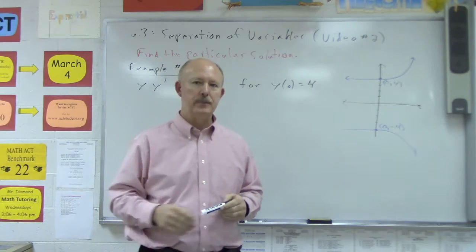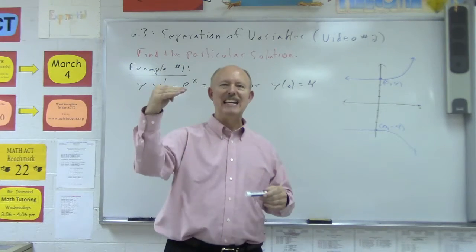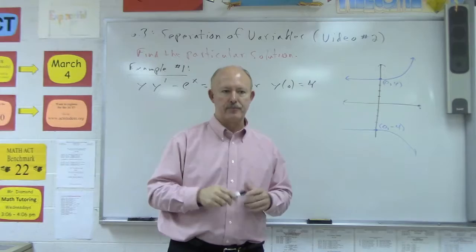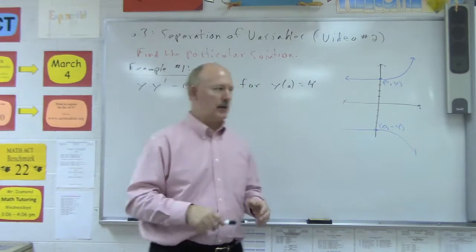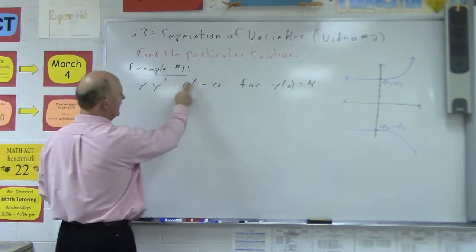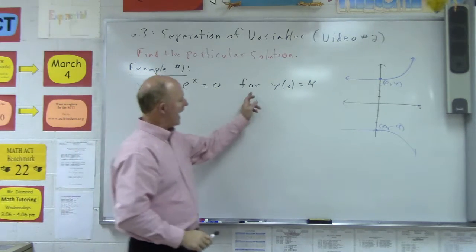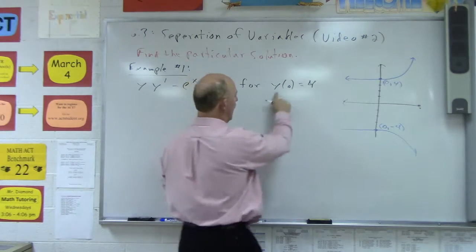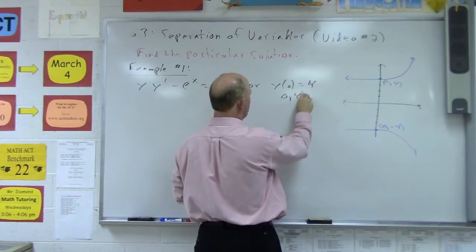This is kind of short, but we want to take a look at finding the particular solution of some differential equations. The first problem we're going to take a look at is y times y prime minus e to the x equals 0 at the point 0, 4. So y of 0 equals 4, this is the point 0, 4.